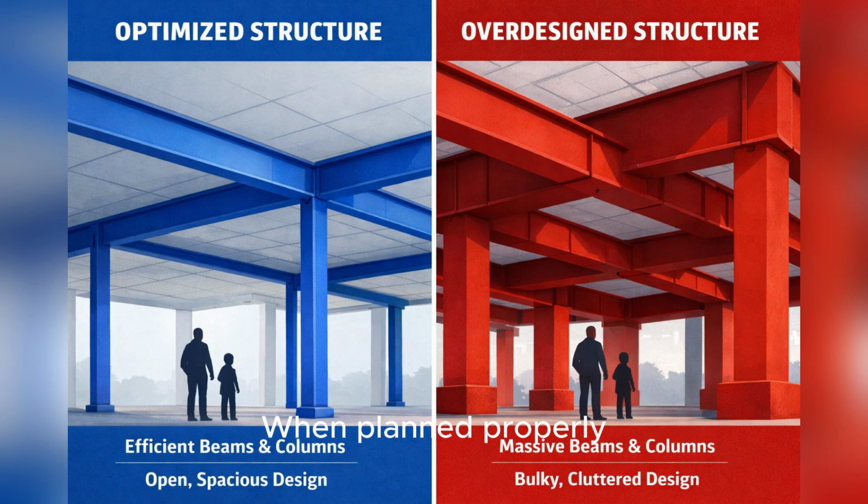When planned properly, 1 million pesos can already complete columns and tie beams for a modest residential structure under typical design assumptions. This assumes accurate quantity takeoff, controlled reinforcement detailing, and efficient construction sequencing.